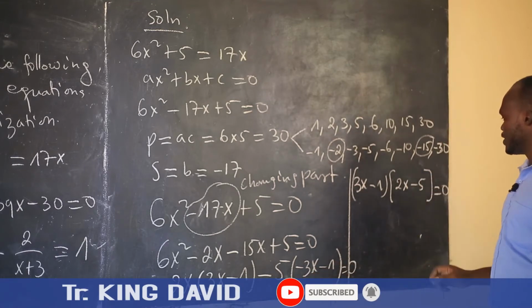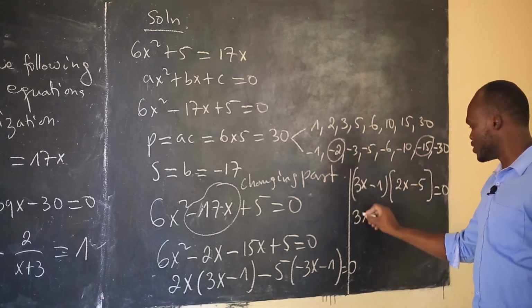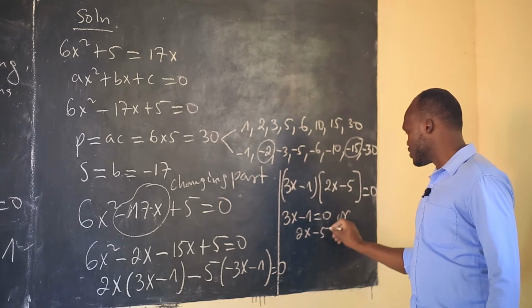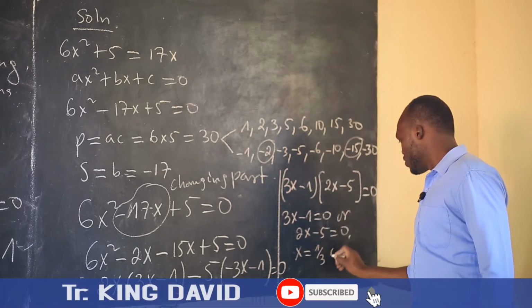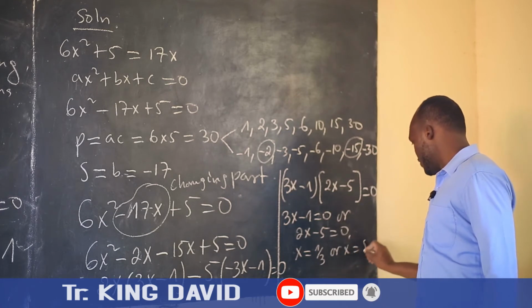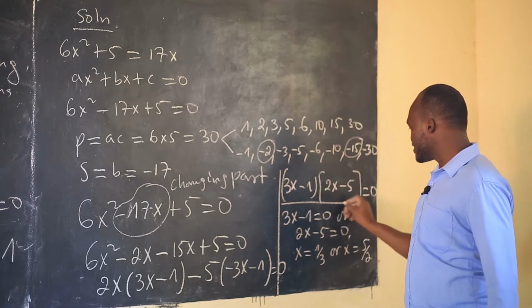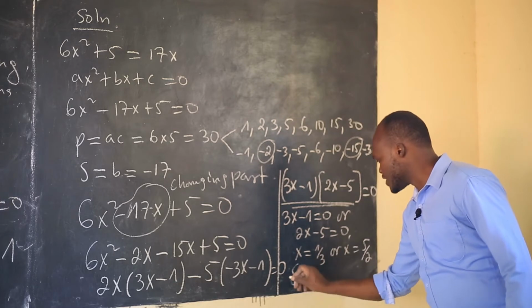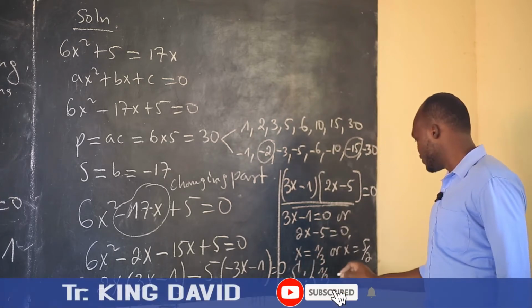equal to 0. So when you have two products equal to 0, it means that one of the products is 0 or another one is equal to 0. It is 3x minus 1 equal to 0 or 2x minus 5 equal to 0. So which means that our x is 1 over 3 or our x is 5 over 2. So I have factorized. After factorizing, it helped me to get values of x. So our set now is a third and 5 over 2.